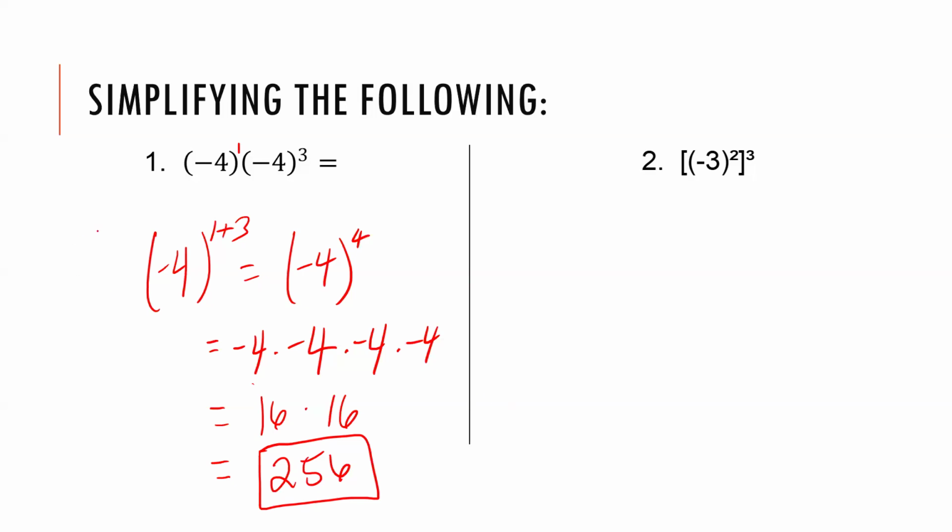What law? So we applied law number 1. Number 2. What law should we apply here? Law 2. Law number 2, which means I'm going to do what? Multiply the power. So we have 2 times 3, which makes 6. So we have -3 to the 6.